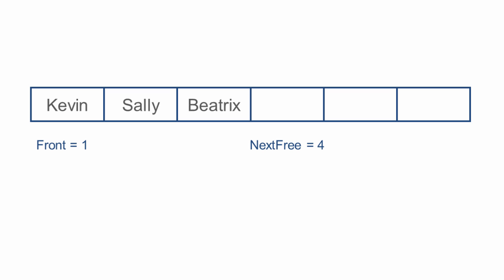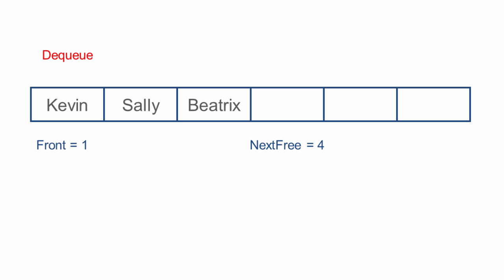A queue can be implemented as a linear queue. This could involve an array variable. More specifically, a dynamic array, one with no fixed size. This queue has some data in it, and we also have a system of pointers. A pointer to indicate the front of the queue, and another pointer to indicate the next free space.